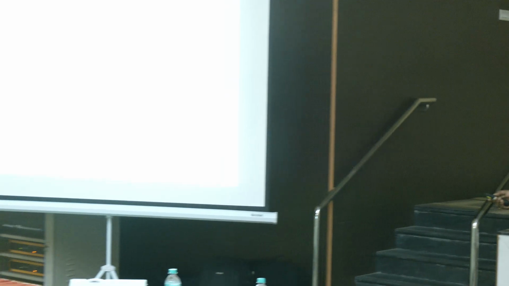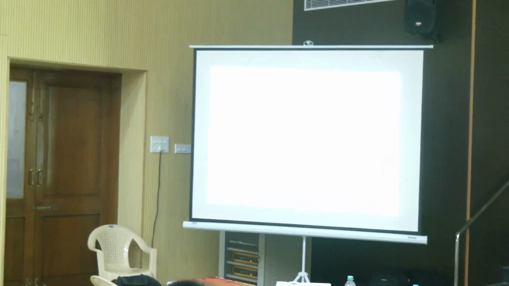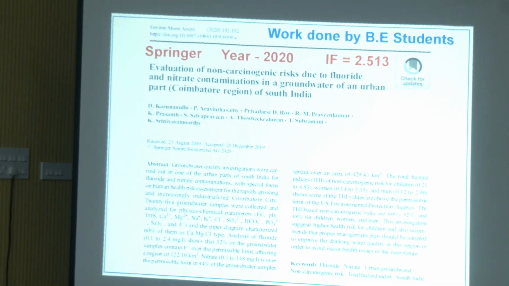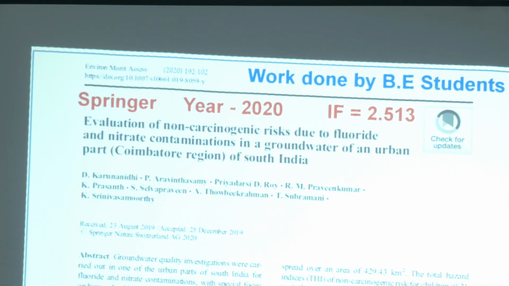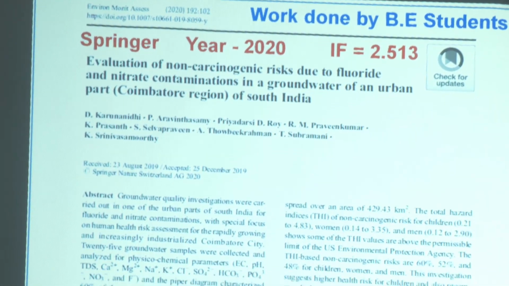Okay, so here I have an example. This work, you will not believe, was done by a group of BE students. They collected data and did some analysis, and then finally we published in this journal, Environmental Monitoring and Assessment. It's a very good journal, though the impact factor is low. You will get a lot of citations. It's a very good journal.